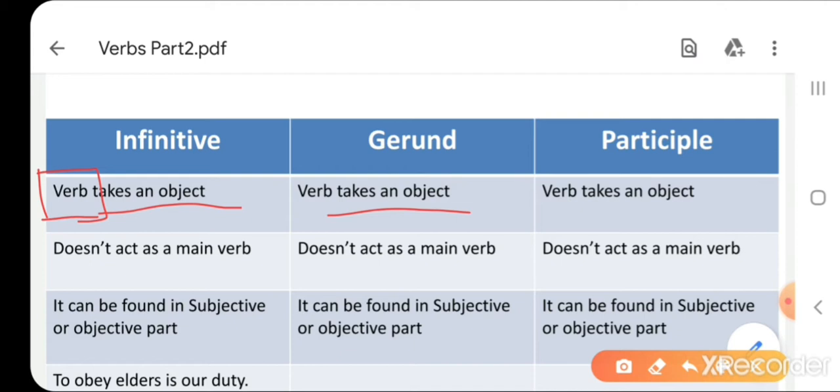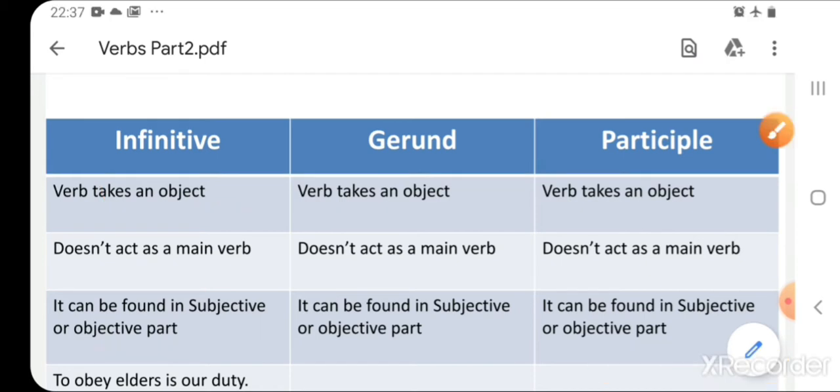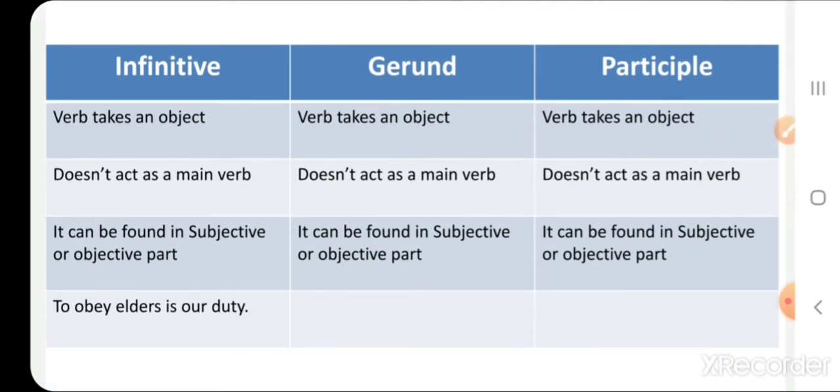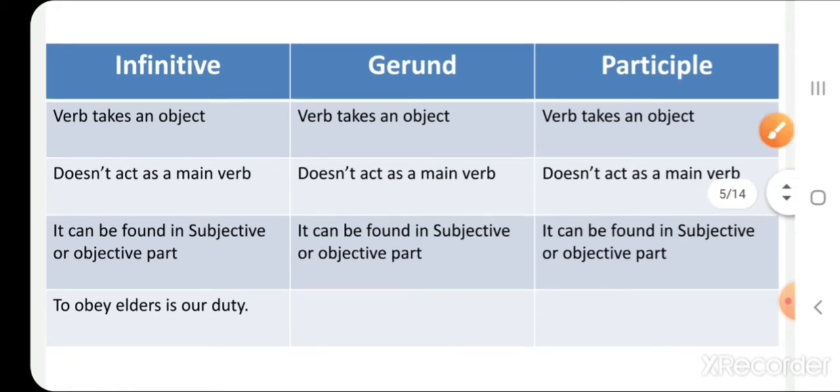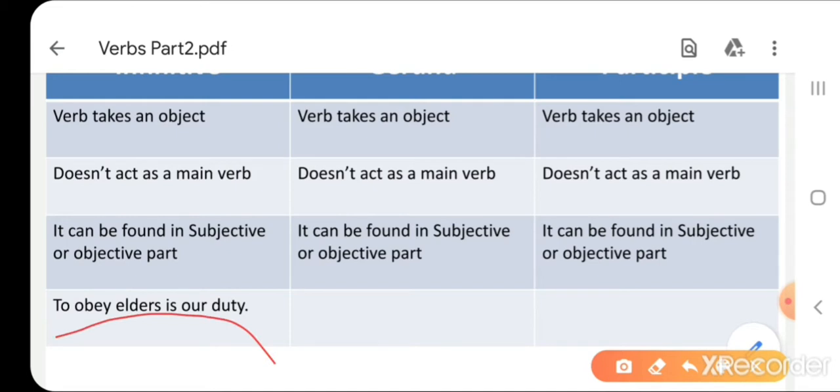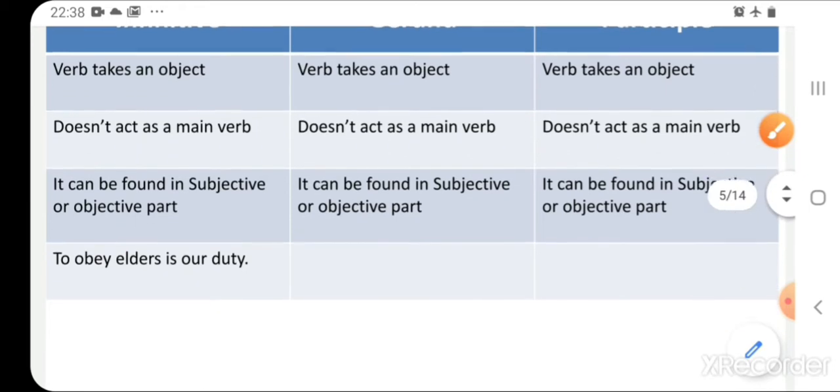Now the second one is it doesn't act as a main verb. That we have already learned. Third one is it can be found anywhere. That means there is no such rule where only in the subjective or objective part it can be seen. So it can be found in both the parts. Here I have written an example: to obey elders is our duty. So it is used in the subjective part. Examples we are going to see in the next slides, and we are going to study them one by one. So let's move on to that slide.